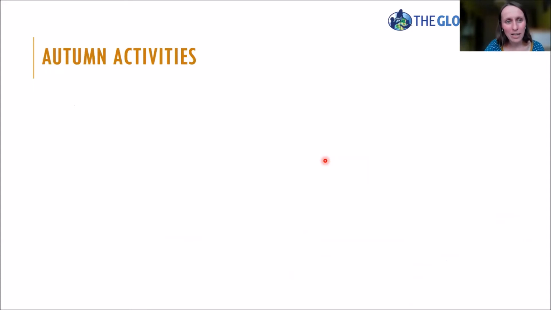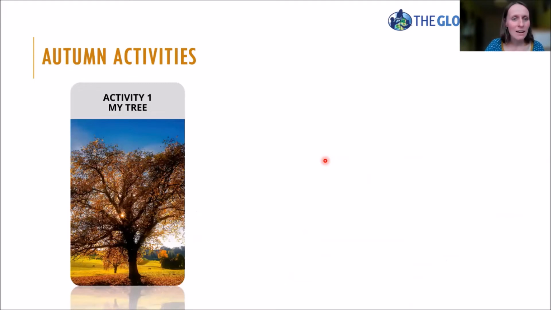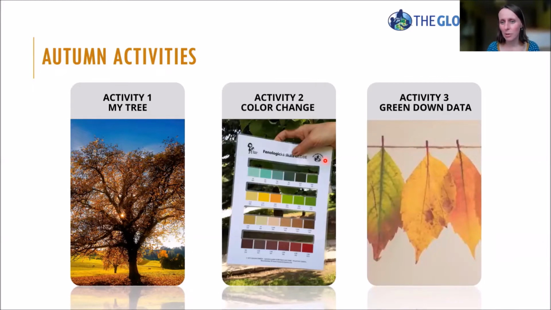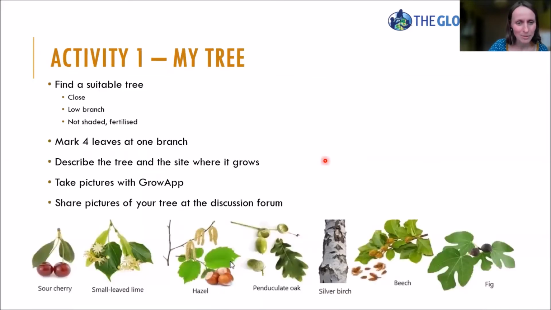And now we will go through the activities that are focused on greening down of trees or on the autumn change. We have 3 activities. First one is called My Tree, and it is about choosing a tree that is suitable for your observation. The second one is called color change. It's about observing how the color of leaf changes and how the leaves are falling down. And the third one is about working with data. And this is just an overview.